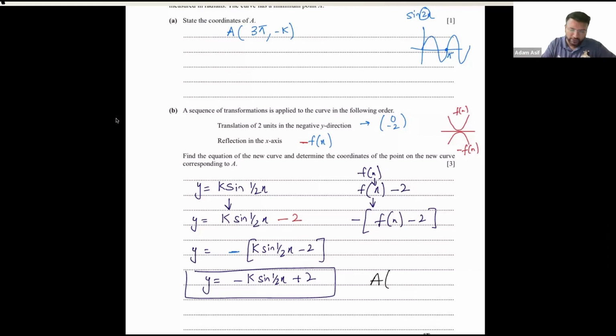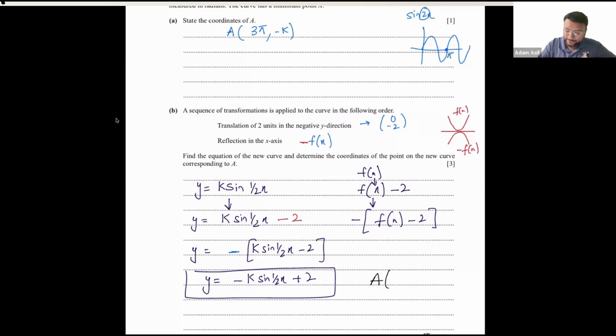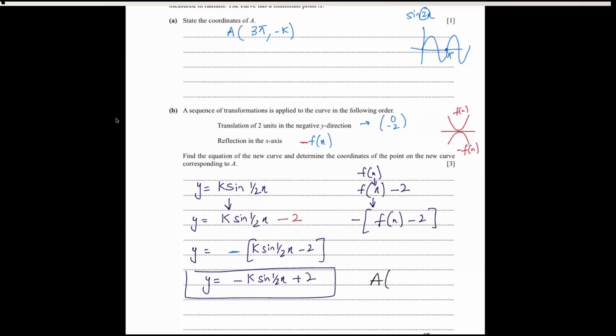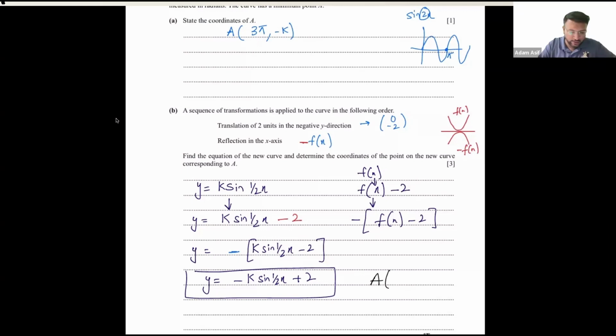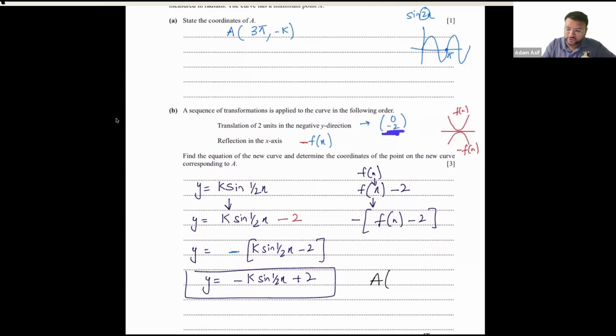So will it affect the x coordinate or will it affect the y coordinate? So won't it be 3 pi comma 2k? No, it is going to go 2 units down. It's not going to multiply it by 2. This value is going to go 2 units down.